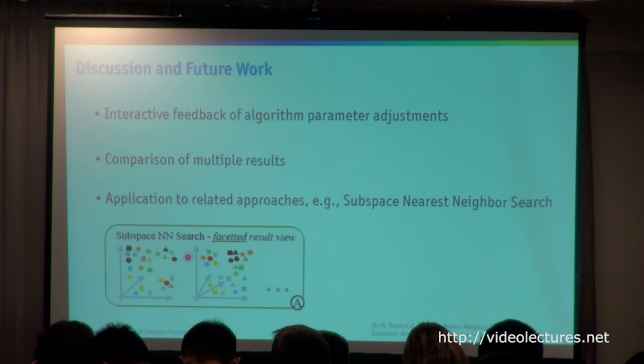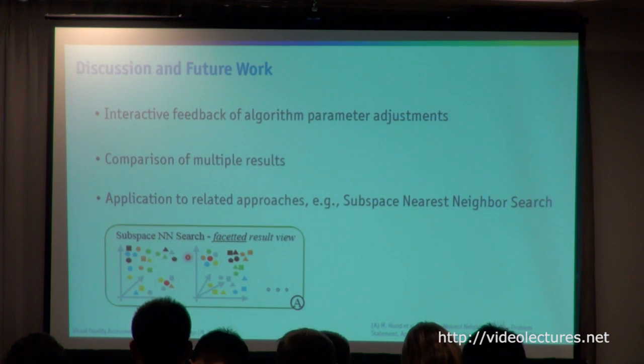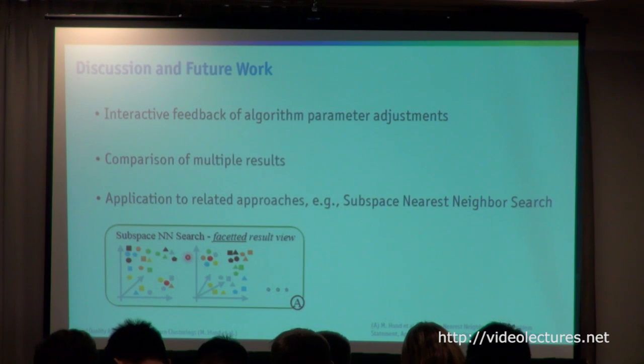Finally, our tool should in the future also support feedback, so that the user can change parameter settings and immediately see the results in the projection, compare multiple results, and also apply this visualization to related approaches. For example, subspace nearest neighbor search, where the idea is to search not for nearest neighbors in the full dimensional space, but rather search for different nearest neighbor sets in different projections.